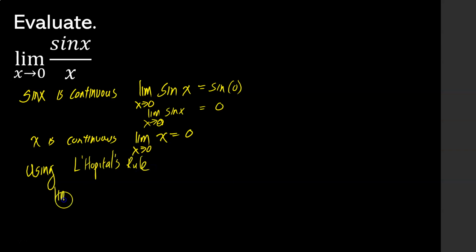And so the limit as x approaches 0 stays out front. And instead of sine in the numerator, we write the derivative of sine in the numerator. That's cosine. Instead of x in the denominator, we write the derivative of x, which is 1. Cosine is continuous, so we can just substitute. Cosine of 0 is 1. Divided by 1 is 1.